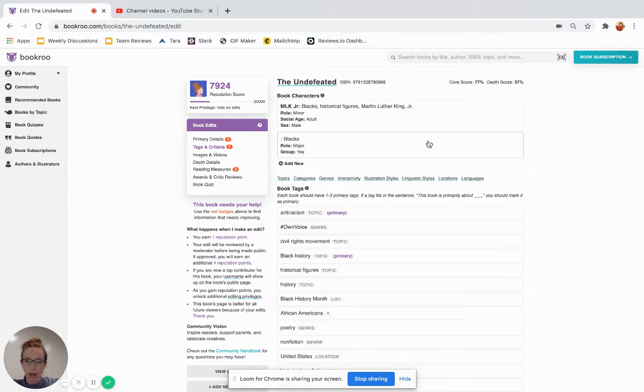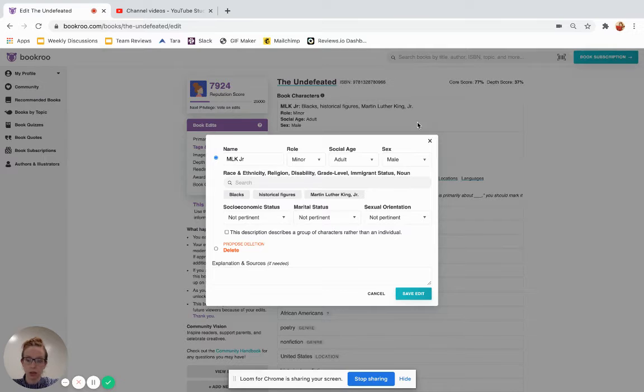So then I've started tagging specific historical figures that are featured in the book. So this book isn't about Martin Luther King Jr. He's not even a major character, but he is a minor character in the book, not even mentioned by name, but clearly in the illustrations. And for someone looking for books that feature Martin Luther King Jr., this is one they'd probably be interested to look at. So we want to make sure that we do tag him so that people can find him.